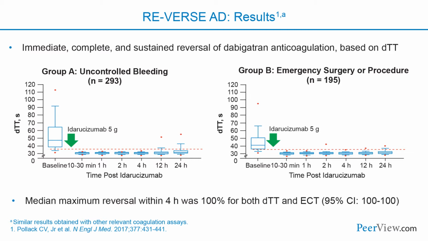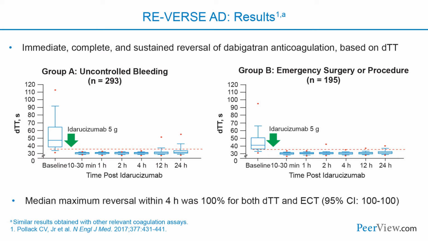The box represents the 25th to 75th percentiles of dabigatran concentrations, which correlates directly to dilute thrombin time. The line in the middle of the box is the median DTT. Then the whiskers above and below the box represent the 90th and 10th percentiles, and the dot above and below the whiskers represents the 95th and 5th percentiles.